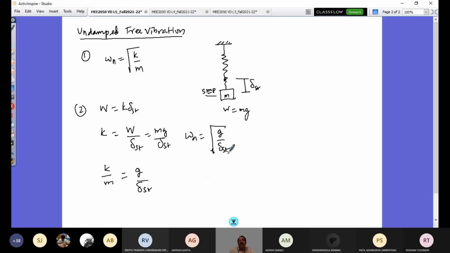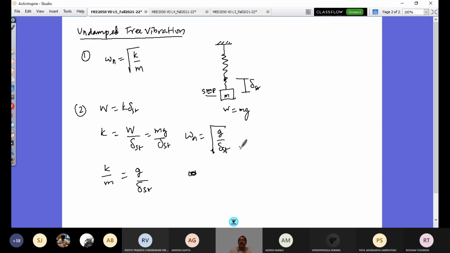So simply by looking at the displacement, from its amplitude of vibration, or the static displacement, I have that body which is vibrating. If I know the body and its static displacement delta st, if I know the deformation, then I would be able to get omega n simply from this.